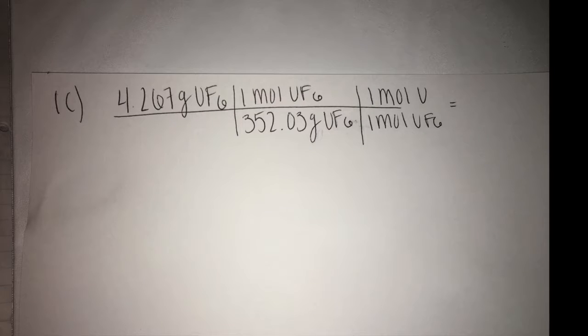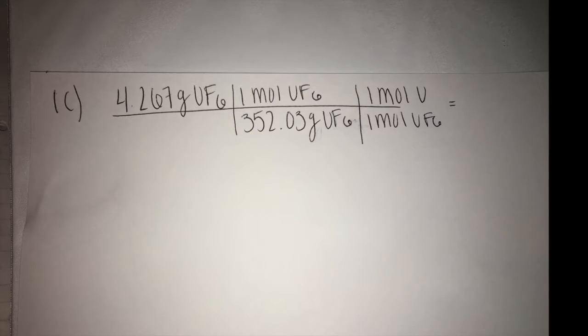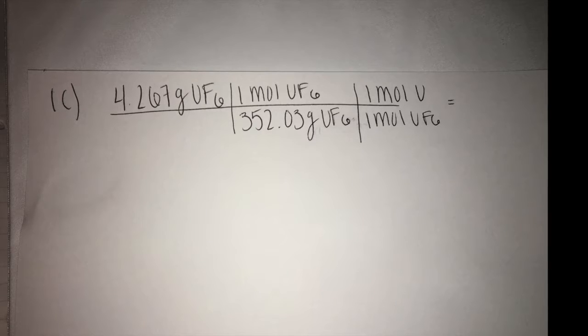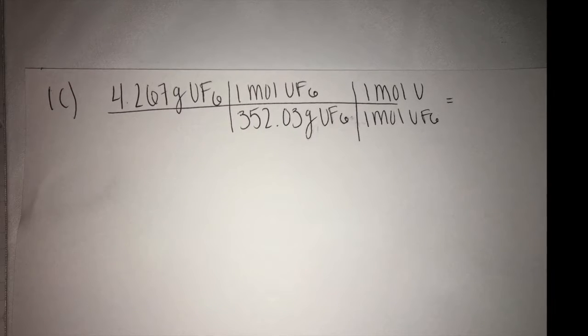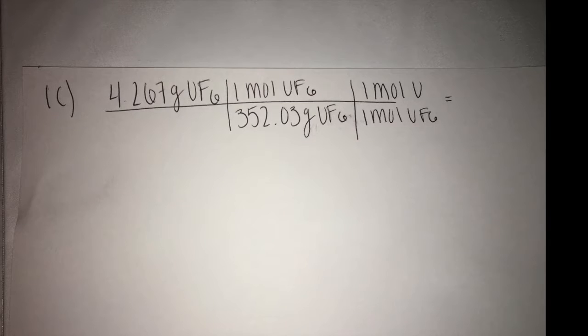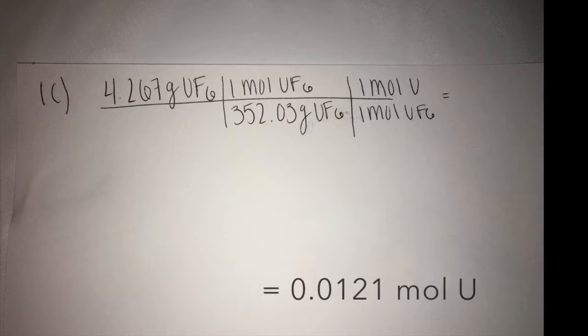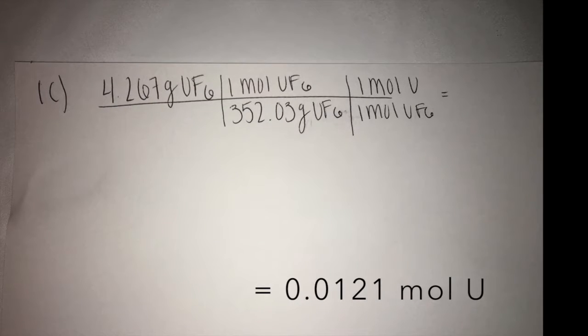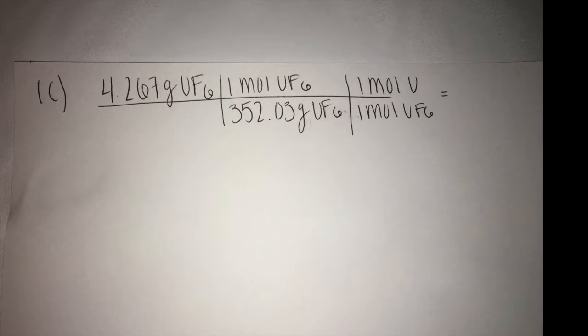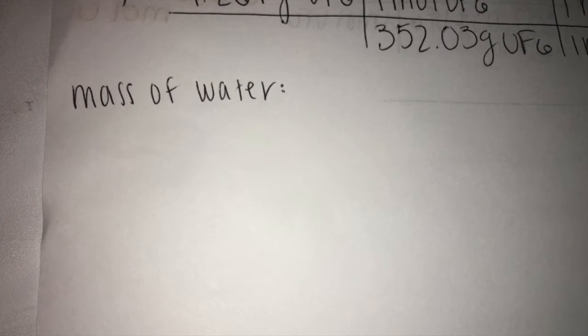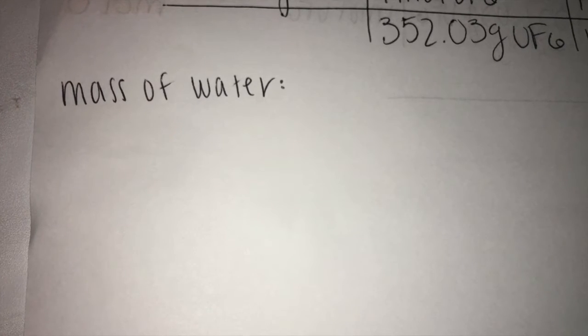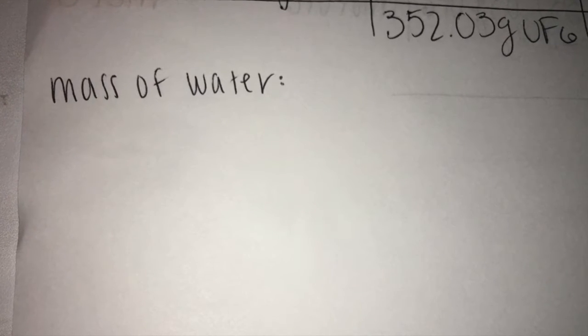To start, I will calculate the moles of uranium in uranium fluoride. To find the moles of uranium, I use the same process as I used before in part B. I divided by the molar mass of uranium fluoride and then multiplied by the molar ratio of moles of uranium to 1 mole of uranium fluoride. We get the answer 0.0121 moles of uranium. Next, I try to find the moles of oxygen. To do this, I first need to find the moles of oxygen in water. However, we are not given the mass of water, so we have to calculate it on our own.